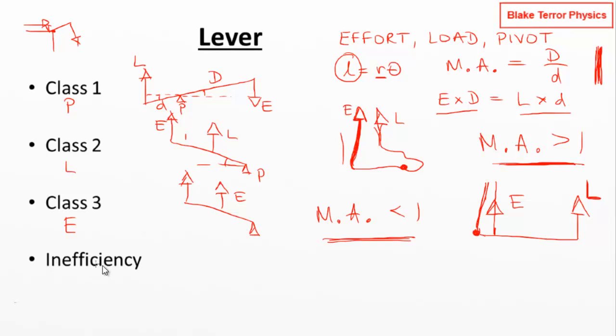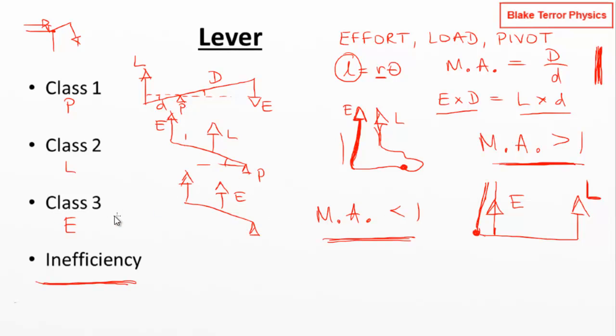We've got various sources of inefficiency in these. Where are you going to get inefficiency in a lever? We were looking at inefficiencies in the inclined plane by looking at friction. Well, yeah, we're going to have some friction kicking around in these. You've got the weight of the lever as well. That's another thing.